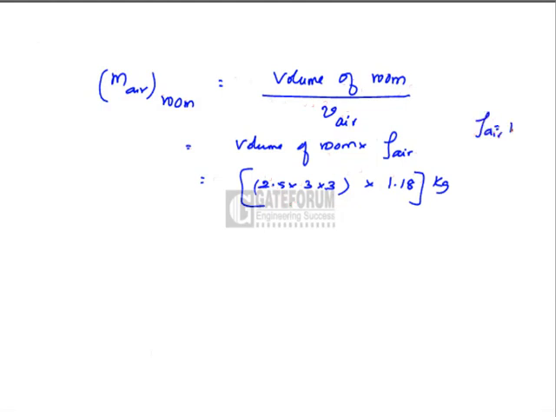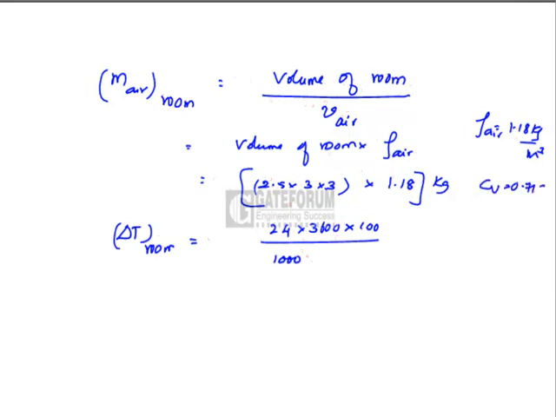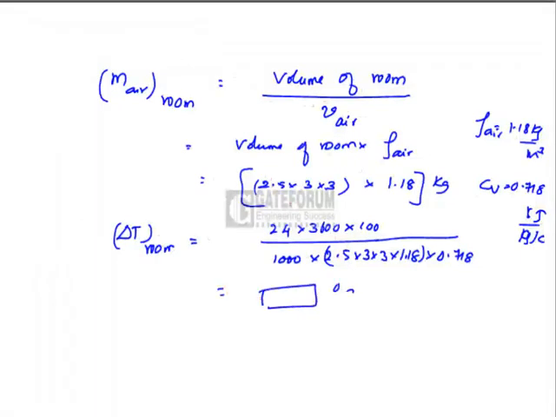Density of air can be assumed as 1.18 kg per meter cube. Therefore, the temperature rise of air in the room is equal to 24 into 3600 into 100 divided by 1000. CV of air can be taken as 0.718 kilojoule per kg Kelvin. So 2.5 into 3 into 3 into 1.18 into CV, 0.718. This gives the temperature rise of air in the room in degrees Celsius.